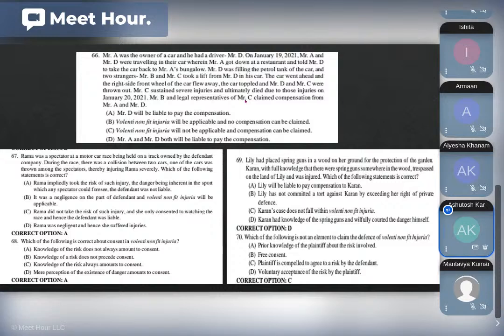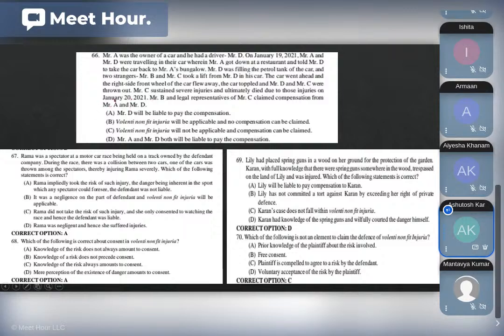A और D कार में ट्रैवल कर रहे थे, A ओनर था कार का, तो A चला गया एक रेस्टोरेंट को और D को बोला कि मेरे बंगलो में वापस ले जाओ. जब D पेट्रोल फिल कर रहा था, दो स्ट्रेंजर्स B एंड C बोले D को कि हमें एक लिफ्ट दे दो. सो D अग्रीड और B एंड C को लिफ्ट देके कार में चला गया. वहां पे एक एक्सीडेंट हुआ. मिस्टर B एंड मिस्टर C वर थ्रोन आउट. मिस्टर C के सिवियर इंजरीज हुए एंड वो मर गया. मिस्टर B जो कि जिंदा है एंड मिस्टर C जो मर गया एक्सीडेंट की वजह से, उसके लीगल रिप्रेजेंटेटिव्स आर नाउ सीकिंग कॉम्पेंसेशन फ्रॉम मिस्टर A एंड मिस्टर D.